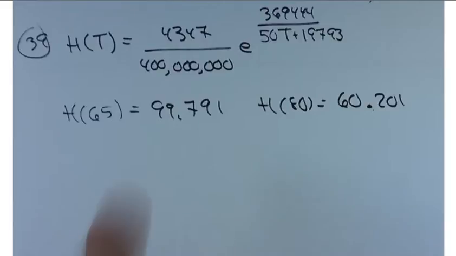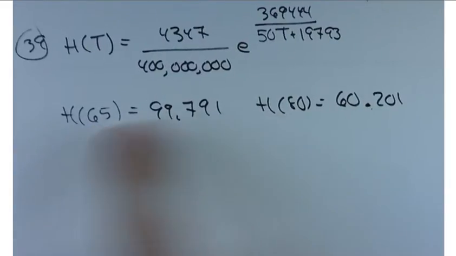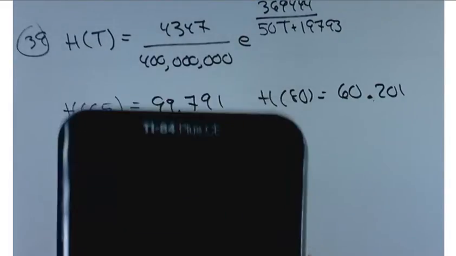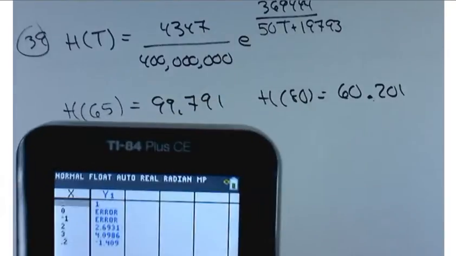You just plugged in two different values. One you plug in 65, the other one you plug in 80. So you should be able to match those in your table function.